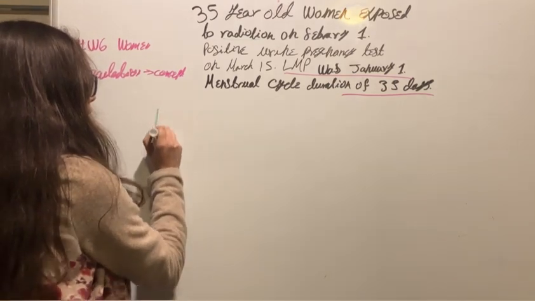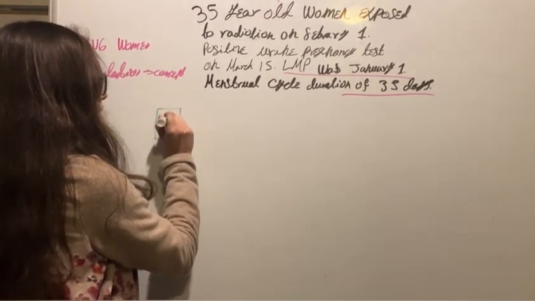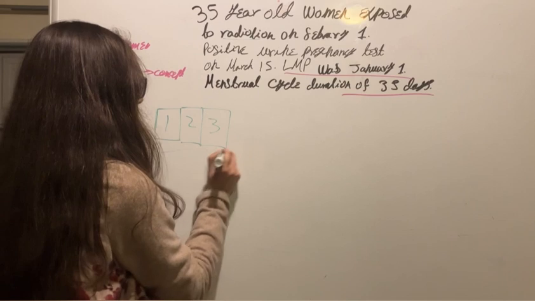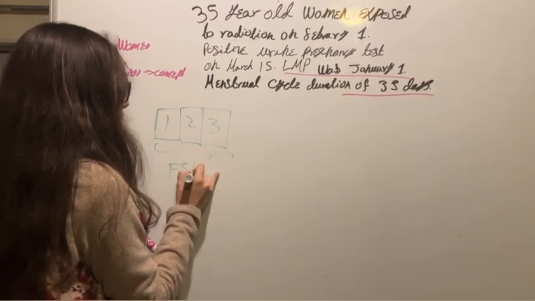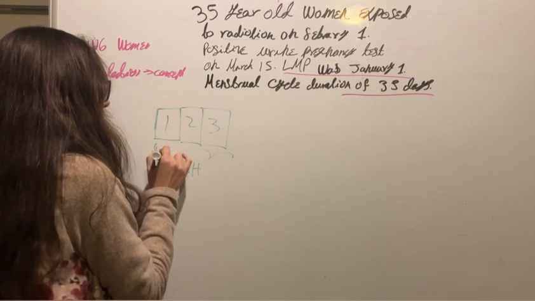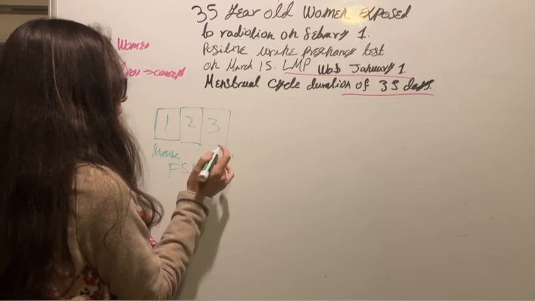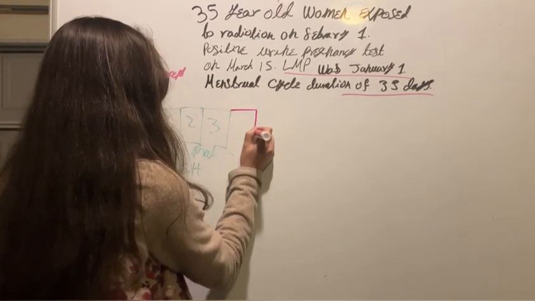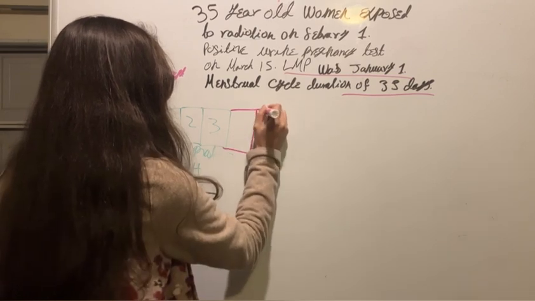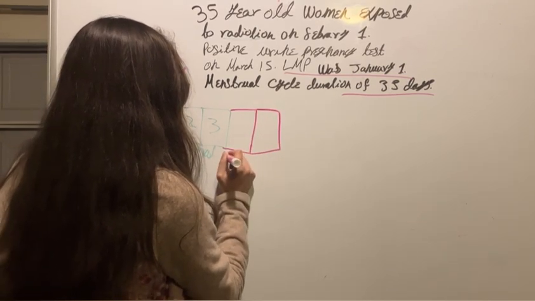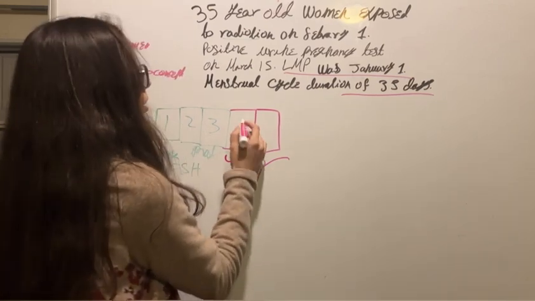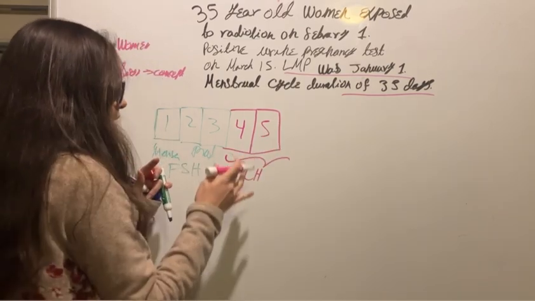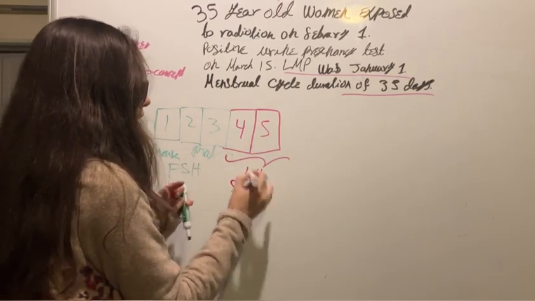This is week 1 of the cycle. This is week 2 of the cycle, week 3. All this is the FSH predominant phase. Let's say here we will have menses. Here we have the proliferative phase. Then we have the constant 2 weeks of predominant LH phase, which is in this case week 4 and week 5 of the menstrual cycle. This is the secretory phase.